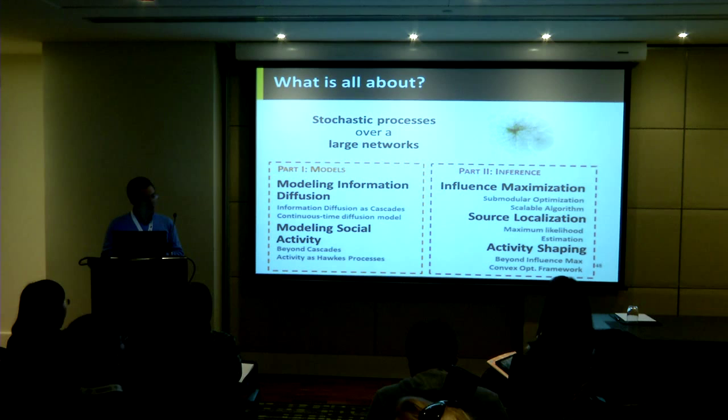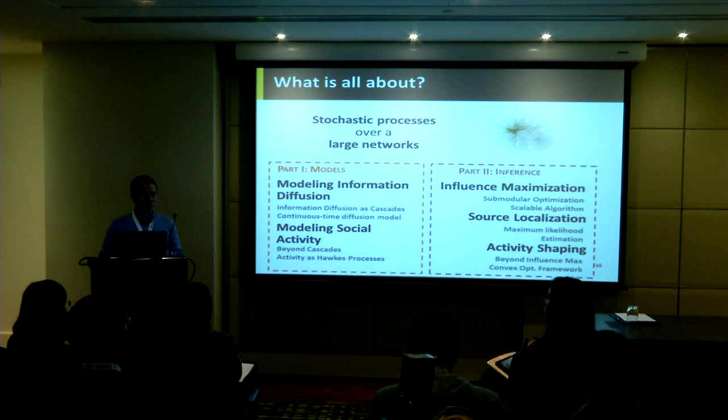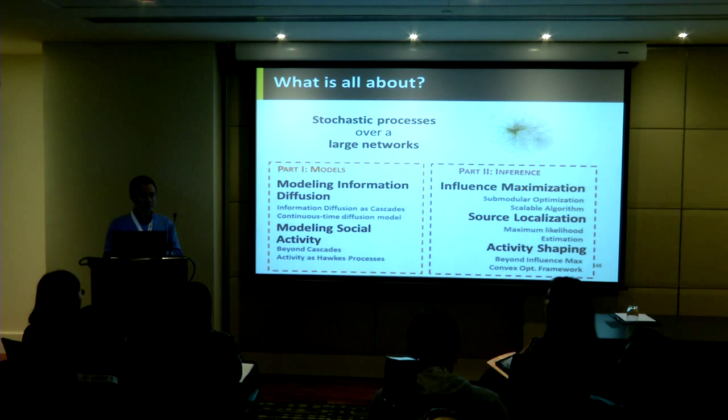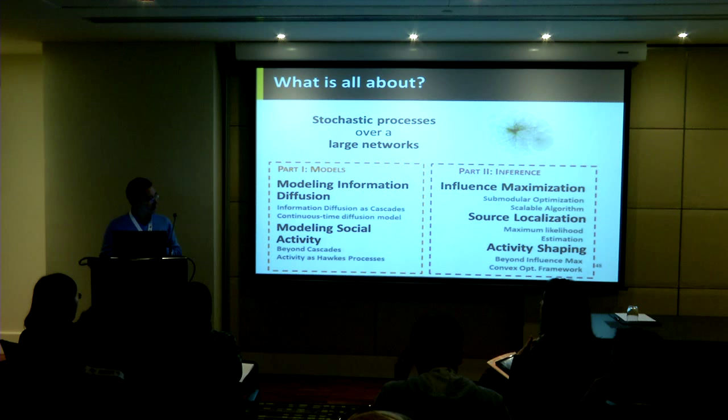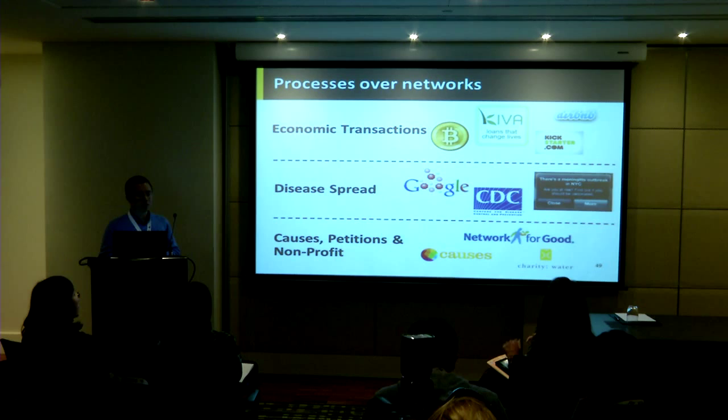So these are the three examples I wanted to talk about. Essentially they give you additional examples of how you actually use these continuous time diffusion models and the more general point process framework to tackle problems in social networks, how you model social activity, and then make inferences on this social activity. The application is not just limited to these three. Once you have this continuous time diffusion model and point process network model, you can tackle many, many problems.